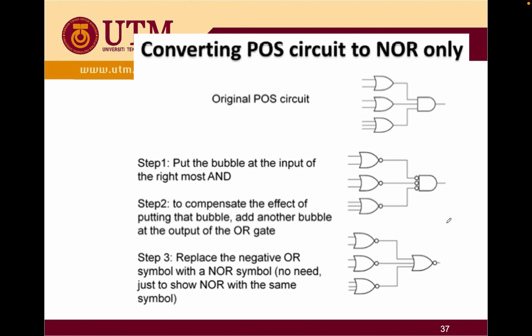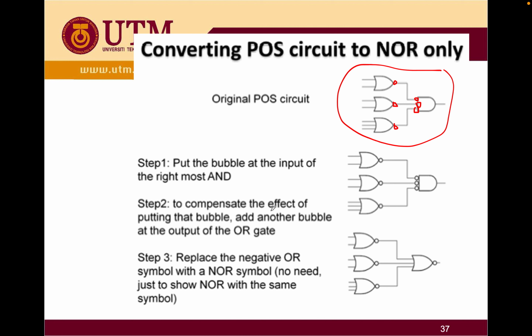Okay, just now you had the SOP, which is AND OR logic. But how do you do it for the POS? So by converting a POS circuit to NOR only. When you have the POS, you need to convert to the NOR gate only. So first, you are given this POS circuit. You have the OR gate and then the AND gate. What you need to do, first, you put the bubble that can cancel each other, which is not going to affect your circuit.